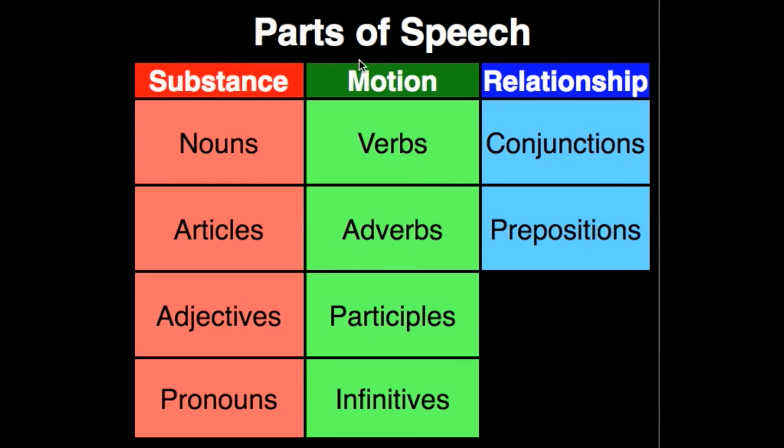So are you hyperventilating now? Are you getting nervous? Are you losing the forest for the trees? Please just remember, we're simply reviewing the parts of speech. We've looked at the substantives, our nouns, articles, adjectives, and pronouns. We've looked at our motion words, our verbs, adverbs, participles, and infinitives. And we've looked at relationship words, conjunctions and prepositions.